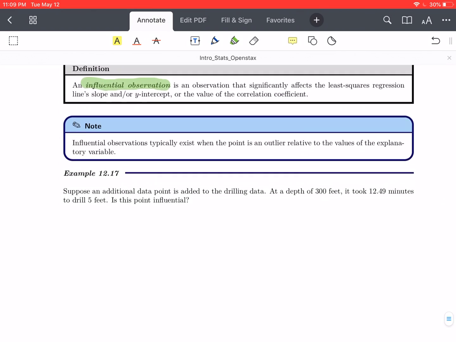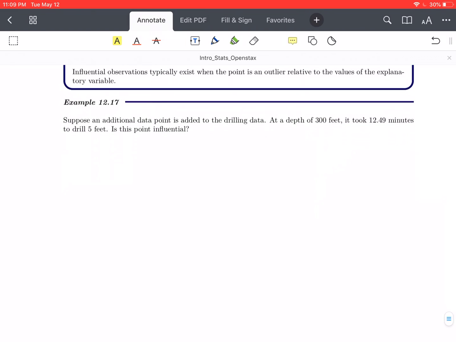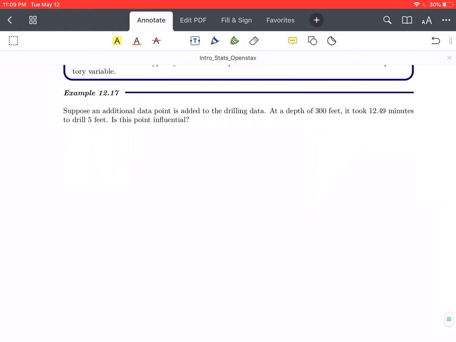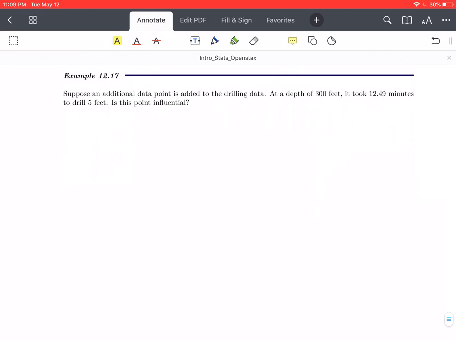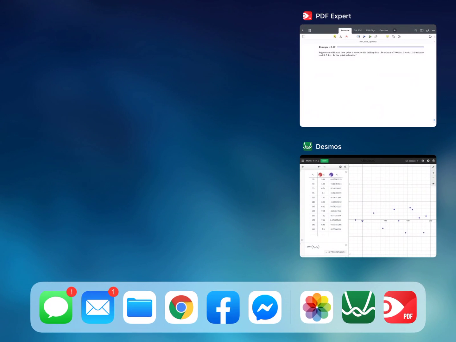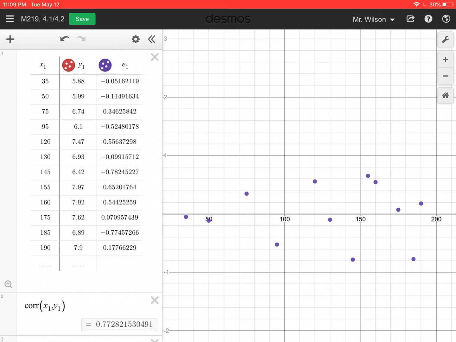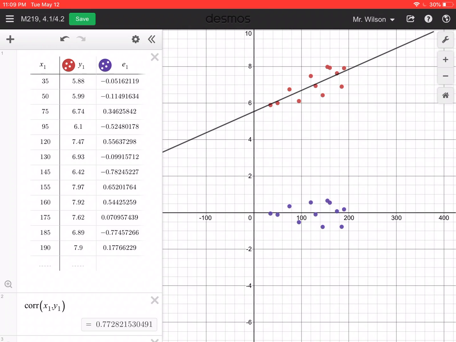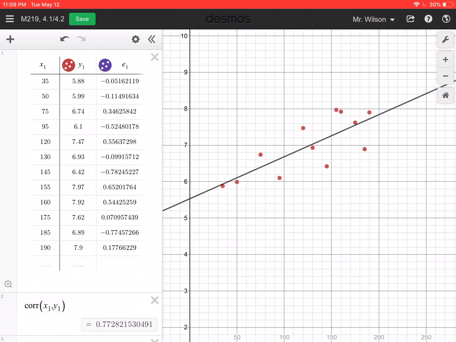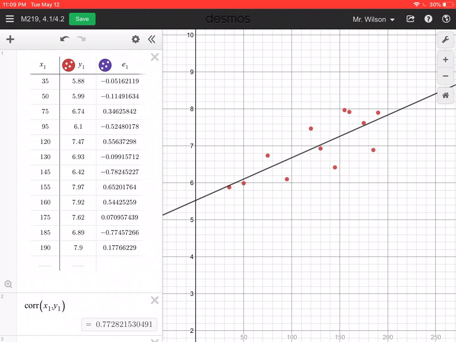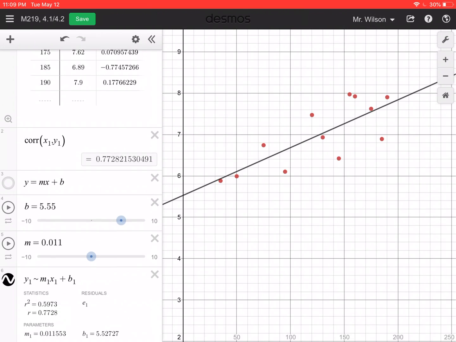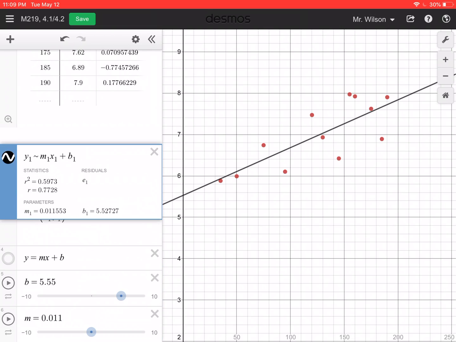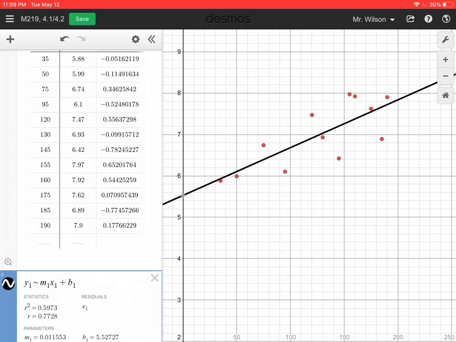So suppose an additional data point is added to the drilling data. At a depth of 300 feet, it took 12.49 minutes to drill 5 feet. Is this point influential? So let's go back and look at the data. Okay, so let's focus on the actual data points up here.